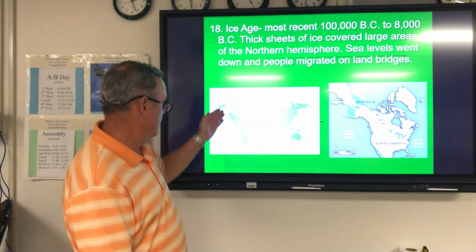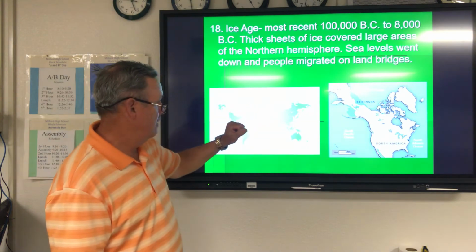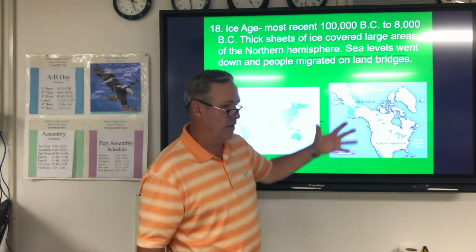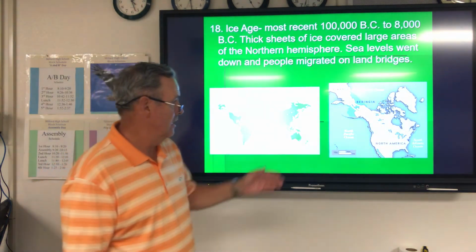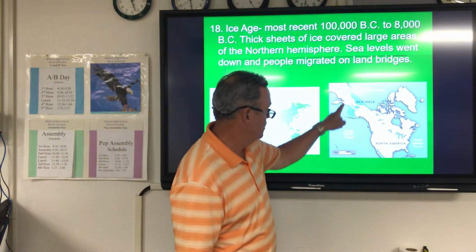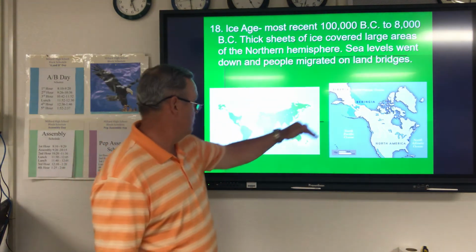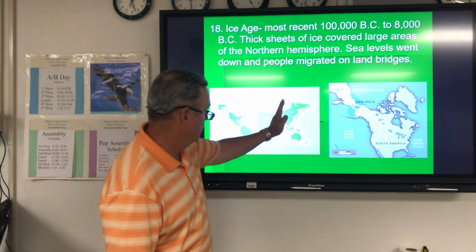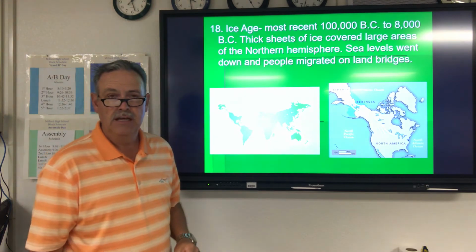But during the Ice Age, when you can see the areas of land that were covered by ice, a lot of the water was caught up in those glaciers and the ice, so the level of water dropped, and it exposed the land bridge right there. So people were able to come across from Asia, again, across this area to North America.